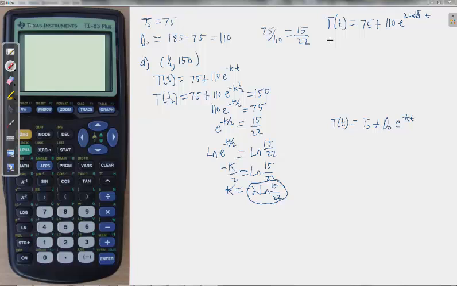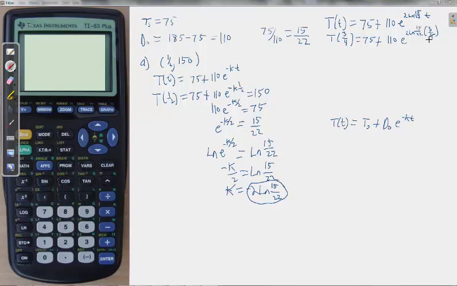And the other part of problem A asked us to find the temperature of the turkey after 45 minutes. Well, 45 minutes is 3/4 of an hour, so they'd want us to find t of 3/4. So that'd be 75 plus 110 e to the 2 ln of 15 over 22 times 3 over 4.